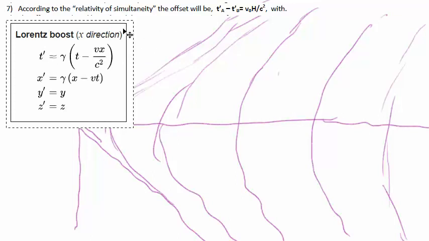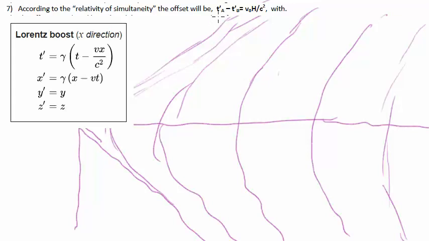I think my judgment of this statement is basically false. According to the relativity of simultaneity, the offset will be t prime sub a minus t prime sub b. False. Just the relativity of simultaneity, we would do this. Let's say we've got T prime sub A minus T prime sub B. So this is T prime sub A and T prime sub B.